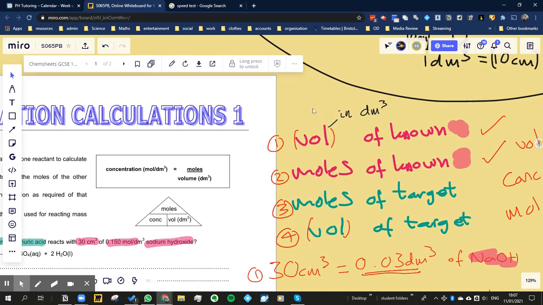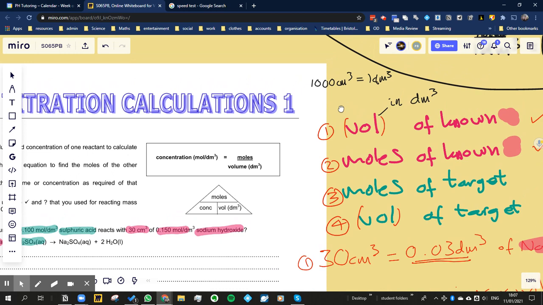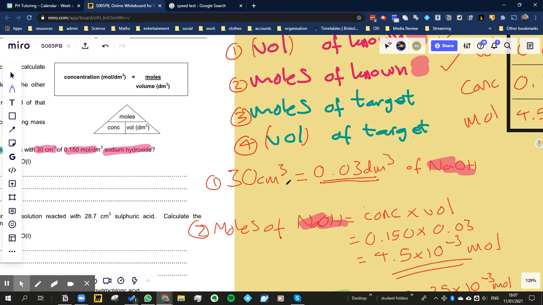Now, we looked at a while ago and we found out that 1,000 centimeters cubed is equal to one decimeter cubed. We did a brief lesson explaining why that was the case, but we won't do that again now. We'll just accept that is the case. And so 1 centimeter cubed would be equal to 1,000th of a decimeter cubed. So you're going to divide this 30 by 1,000, and that's my first step. So 30 centimeters cubed is equal to 0.03 decimeters cubed.